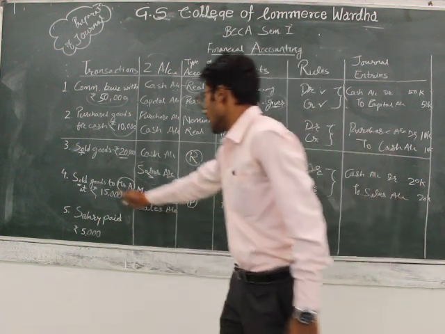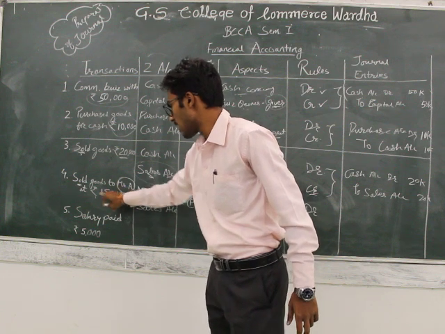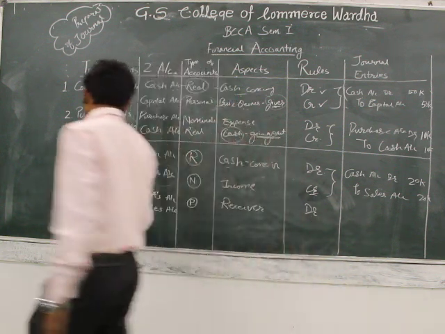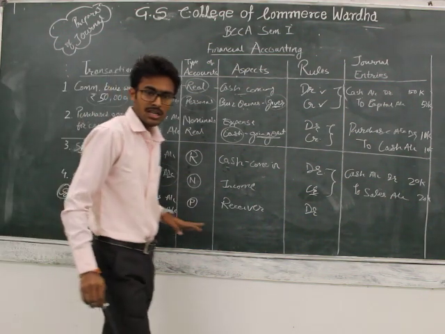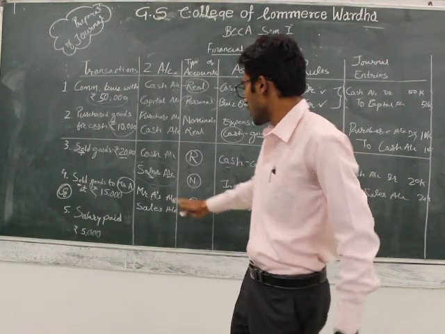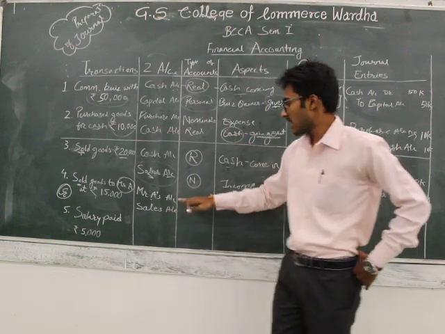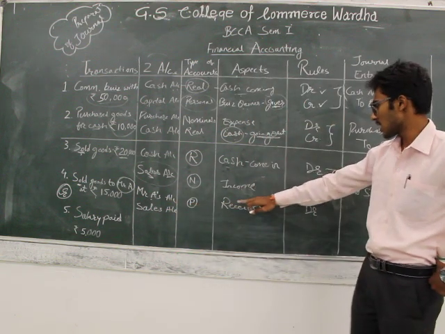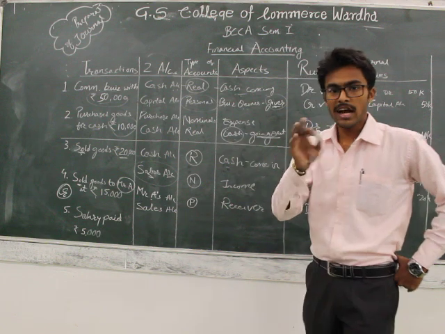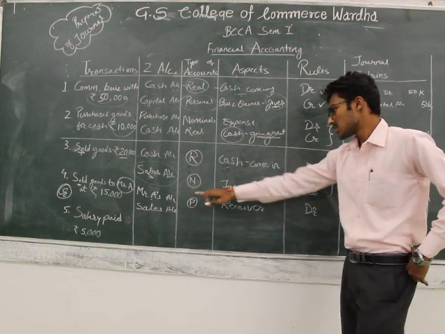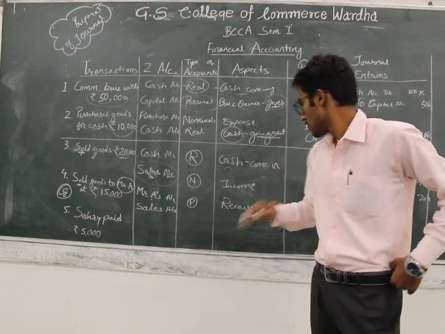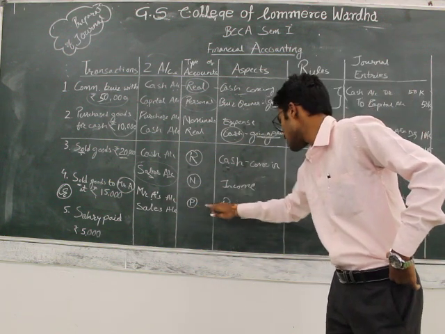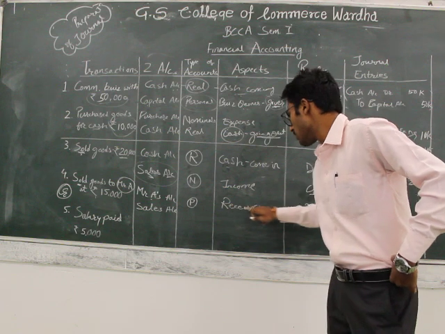Understood? Again, we have sold goods to Mr. A at rupees 50,000. This is a credit transaction, on credit basis. Hence, there will not be a cash account. There will be Mr. A's account and sales account. Mr. A's account is a personal account. A personal account has either a receiver or a giver. Here, Mr. A will be the receiver because he is receiving goods from us. So Mr. A is a personal account, and the personal account rule says debit the receiver.